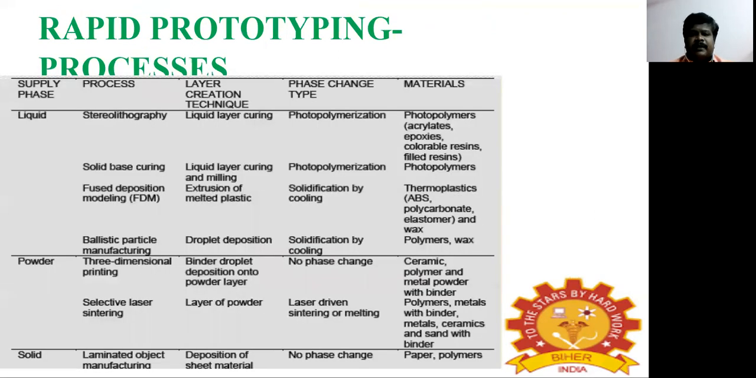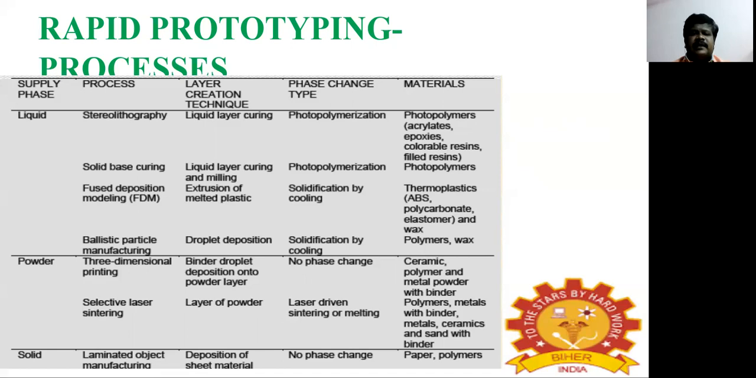So the rapid prototyping processes, if you take the supply phase, can be classified into liquid, powder, and solid. We consider the supply phase, layer creation technique, phase change type, and the materials. In liquid, if we take the processes, stereolithography: the layer creation technique is liquid layer curing, the phase change is photopolymerization, and the materials are photopolymers. In solid base curing, liquid layer curing and milling is the layer creation technique, photopolymerization is the phase change type, and the materials you use are photopolymers.